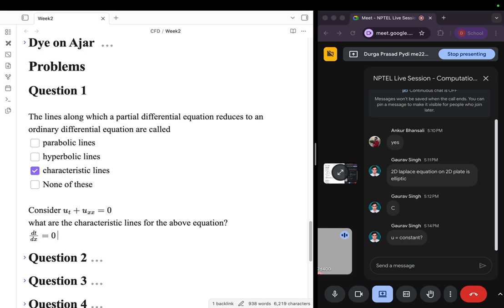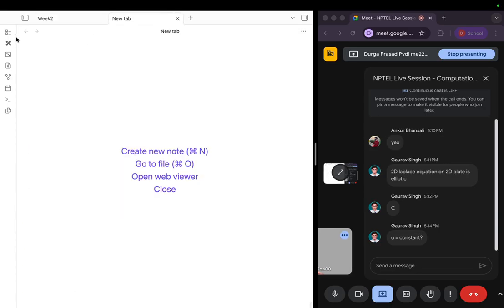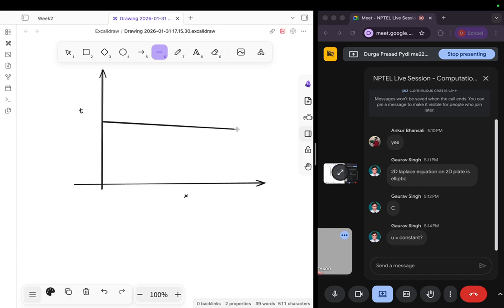So if I were to draw it on an axis, something like this, where I have t on my y-axis, and let's say I have x on my x-axis. So in the t versus x plot, dt/dx equal to 0 would be a straight line. So what does this physically signify?